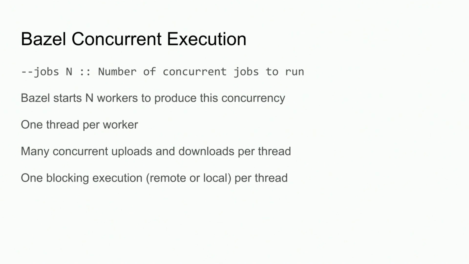We have many concurrent uploads and downloads inside of that action sequence per thread. And we have one blocking execution. That is the sequence of operations that we're going to perform. And whether that's remote or local execution, that happens per thread. There is no concurrency beyond this when you talk about Bazel. There is only upload or download concurrency and blocking execution, or rather, n-job concurrency.